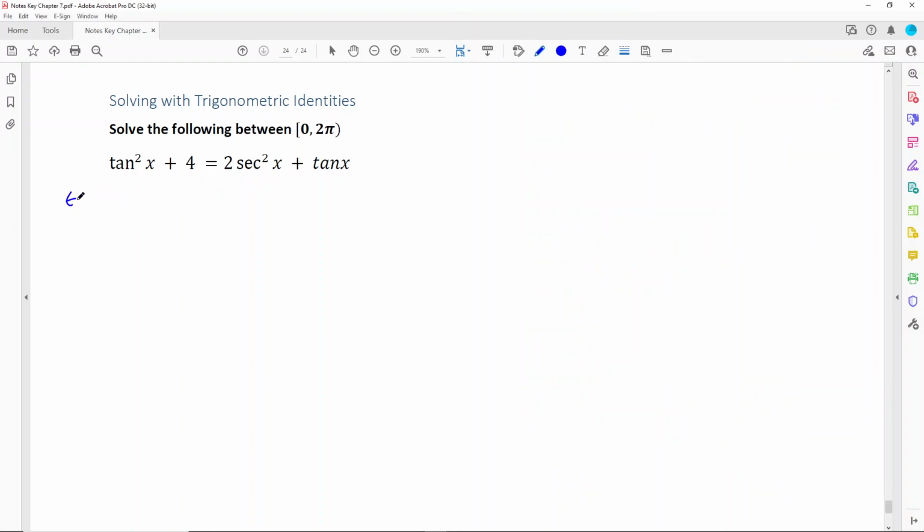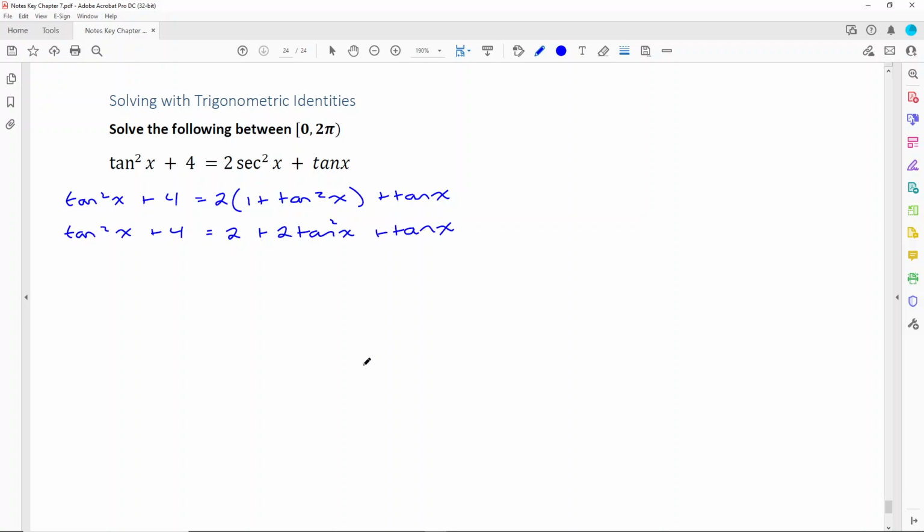So I'm going to rewrite this as tan squared x plus 4 equals 2 times 1 plus tan squared x plus tan x. And now I'm going to see what happens. So I'm going to distribute the 2. I get tan squared x plus 4 equals 2 plus 2 tan squared x plus tan x.